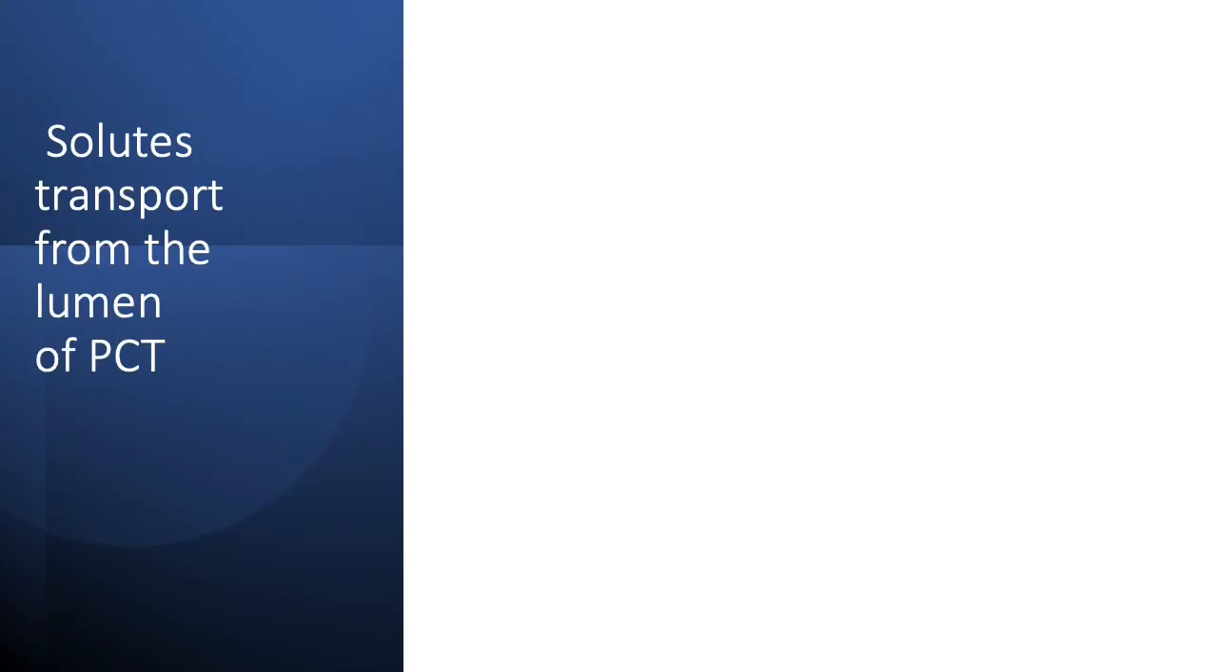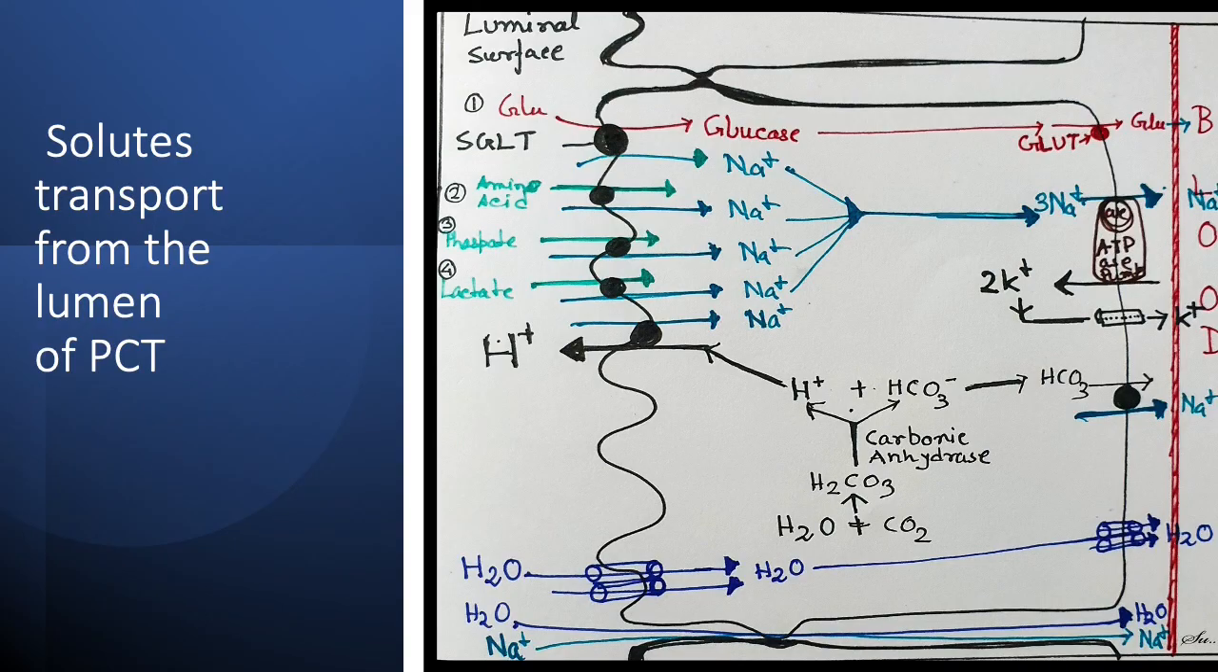Now the solutes and the processes which are present in the proximal convoluted tubule. Mainly this is a schematic diagram of the early part of the proximal tubule. This is a luminal cell, a continuation of the last slide. This is a sodium potassium ATPase pump which is creating an electrochemical gradient inside the cell. So this is a primary active transport. Utilizing this primary active transport, so many secondary active transports are present on the luminal surface. The first one we will discuss is the sodium glucose transporter.